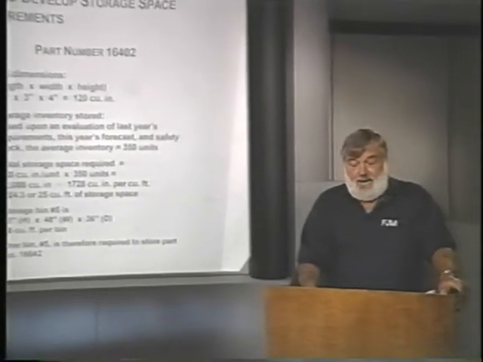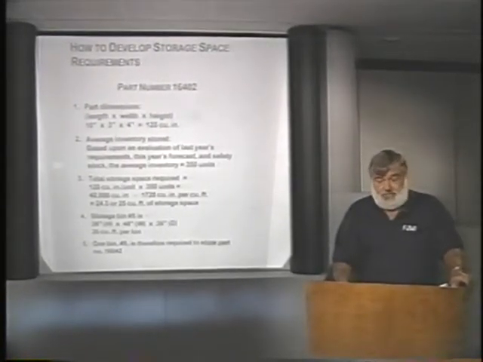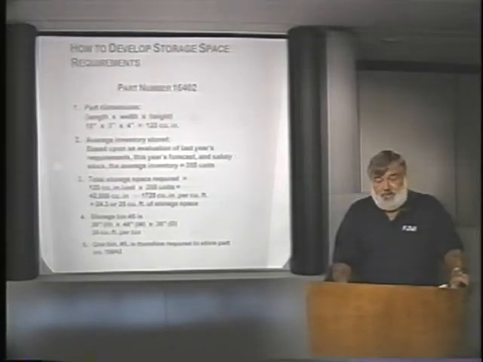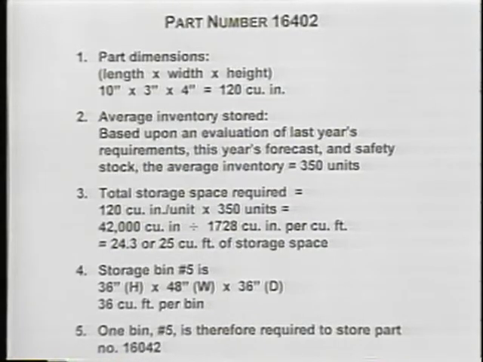So what I'm going to do on page 20 is address a particular item with the data elements, and then we're going to go through the calculation of those data elements. I have part number 16402. The dimensions of that particular item are 10 inches by 3 inches by 4 inches. So the cubic displacement multiplying those three dimensions as I've identified in step 3 gives us a total of 120 cubic inches.